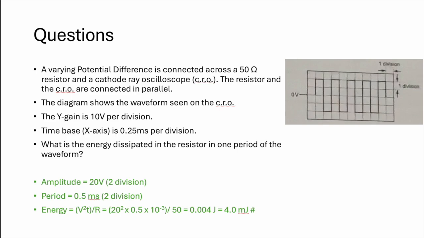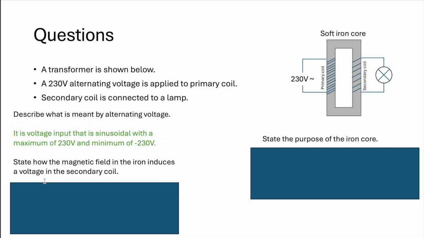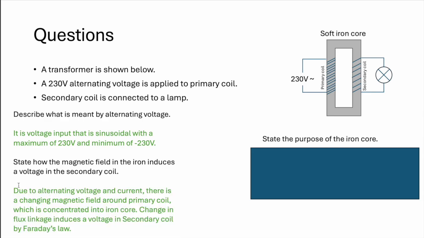And last question, very long question indeed. It's a free response question. A transformer is shown, alternating current 230 volt. So describe what is alternating voltage. Alternating voltage generally has this description. I won't go too much into detail. So state how magnetic field in the iron core induces a voltage in the secondary coil.